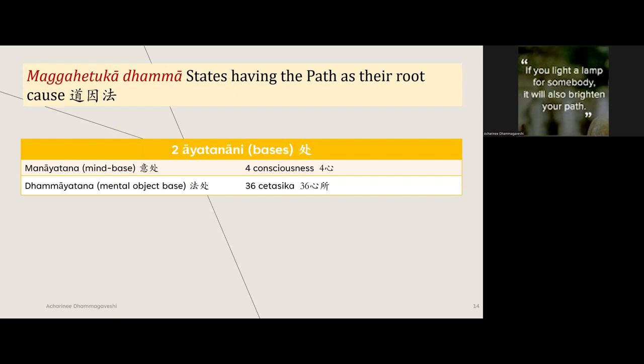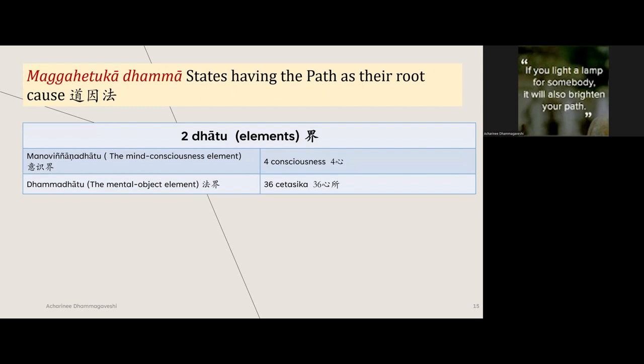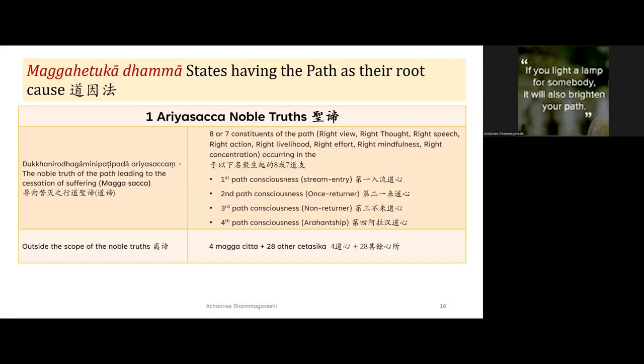We get 2 āyatanani. The 4 consciousness fall under manāyatana and the 36 chetasika are dhammāyatana. And again, the dhātu are similar. We get 2 dhātu. The 4 magga chitta are mano-vijnana dhātu and the 36 chetasika are dhamma dhātu. Now here we get only supramundane dhamma.